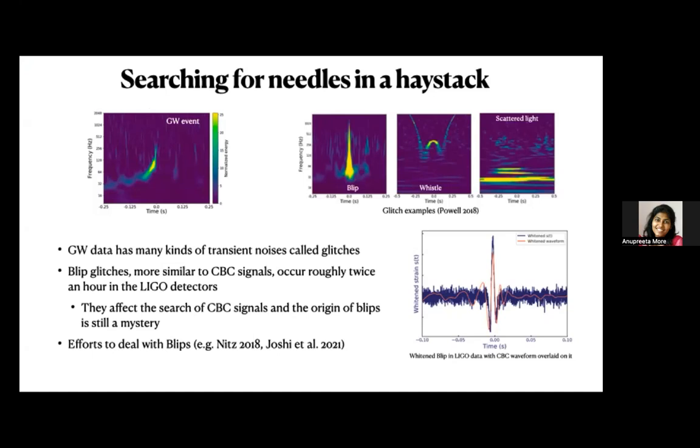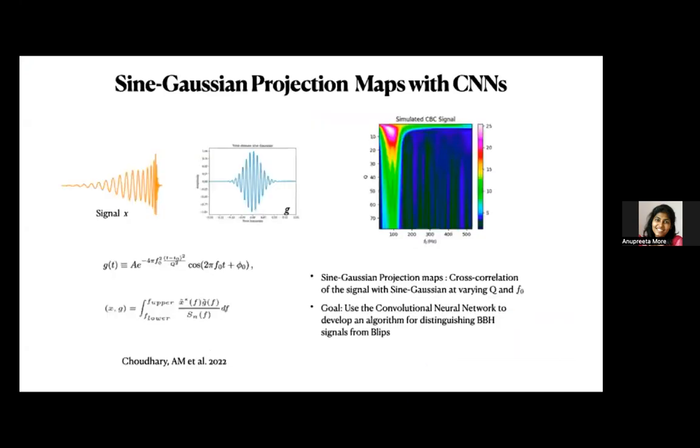And since the frequency of occurrence is so high, we need to do something about designing our algorithms so that we can detect, or get rid of, these blip glitches much more efficiently. In the past, people have tried to do this using different methods. In our case, we tried a slightly different approach. We wanted to use machine learning, but we have also modified the input data itself.